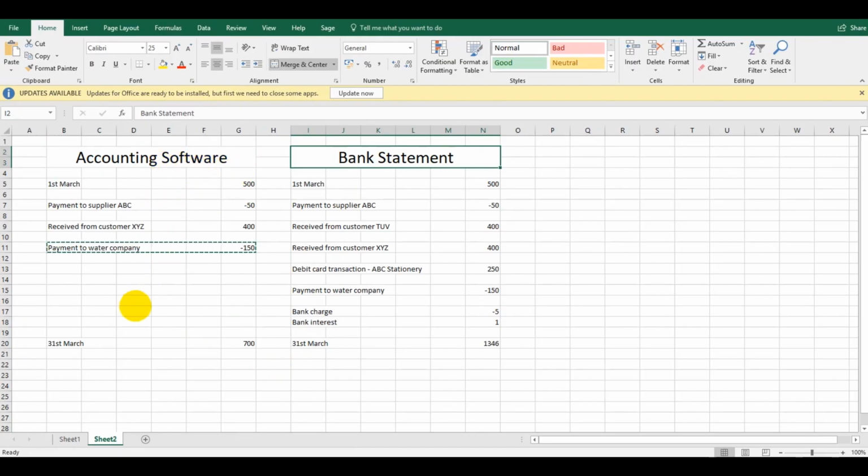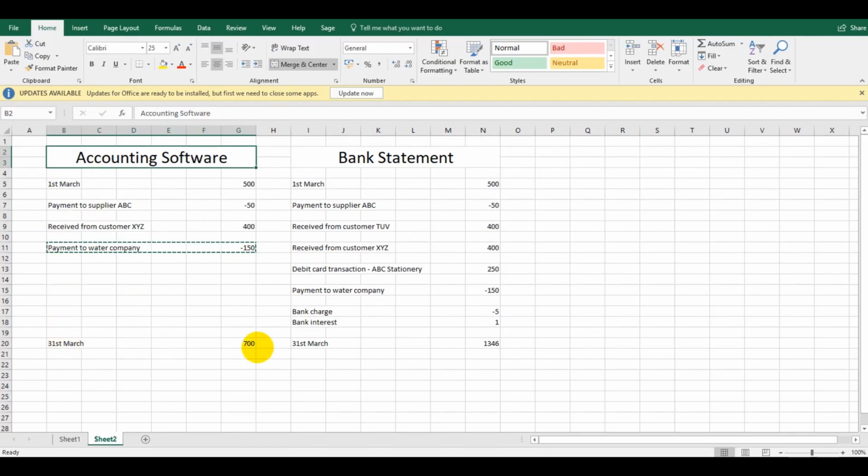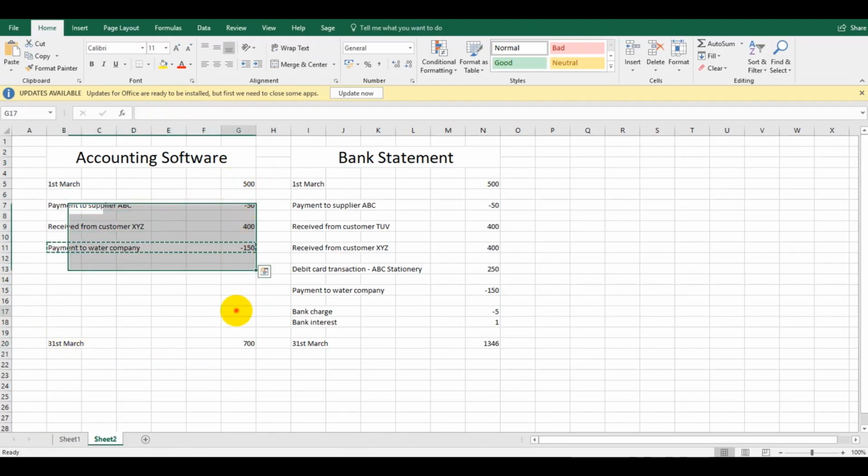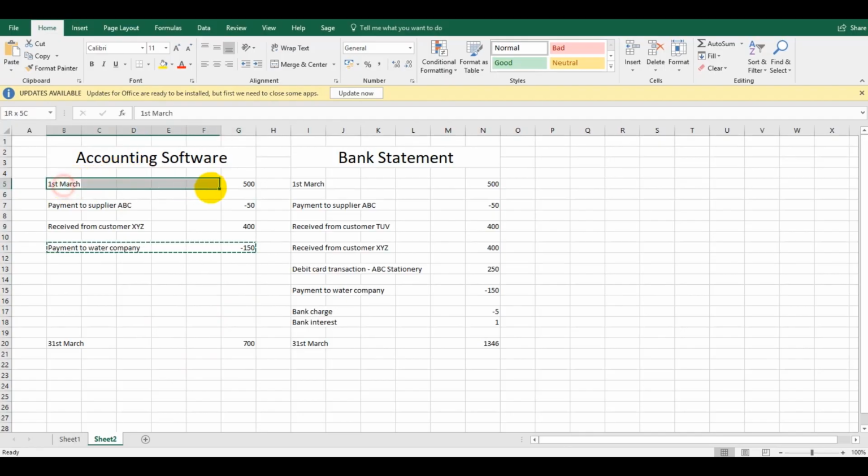They're side by side. So we can see here on the accounting software, this is the bank account on the accounting software. This is the bank balance as at 31st of March and 1st of March, and these are the transactions showing on the accounting software. So on the accounting software, or on Excel, or a manual ledger you keep, we have the 1st of March, £500 or $500, whatever it is, there's 500 of something on the 1st of March.